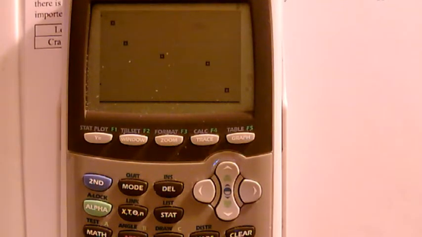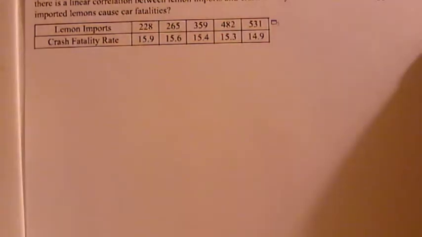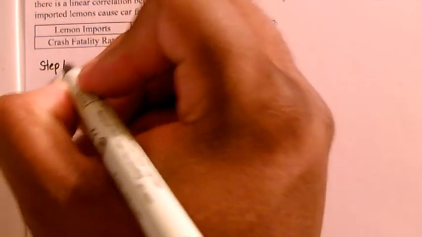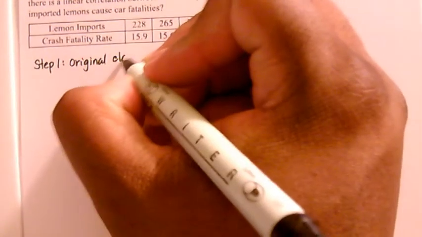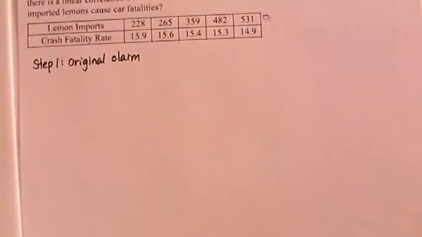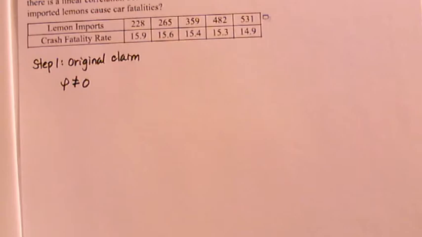Now we want to do our hypothesis test. Okay, because we want to find the value of the linear correlation coefficient and find the p-value using alpha equal to 0.05 to determine if there's a linear correlation between lemon imports and crash fatality rates. Okay, so let's start off with that 8-step procedure. In step number 1, you want to state the original claim. And you're determining if there's a linear correlation between the two. So it'll be rho is not equal to 0. That's your original claim.